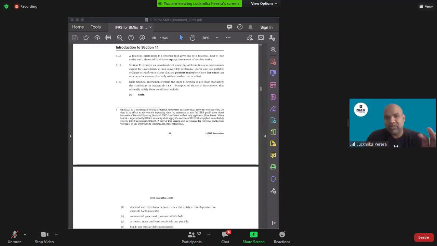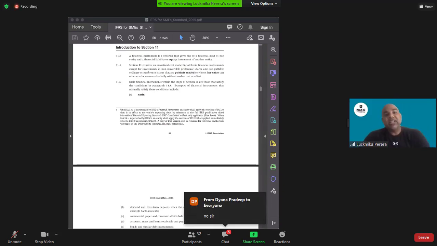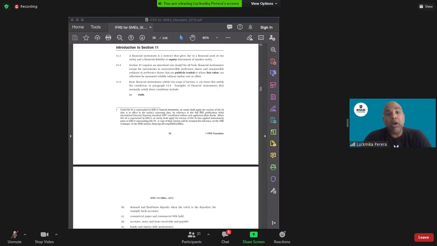Any questions? Okay. Section 11 requires the amortized cost model for all basic instruments except the investment in non-convertible preference shares and non-putable ordinary or preference shares. In other words, we can talk about it generally as shares, publicly traded or whose fair value can otherwise be measured reliably without undue cost or effort.